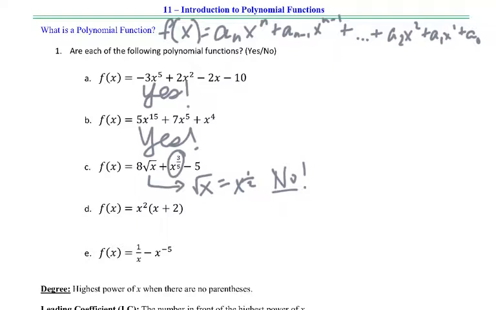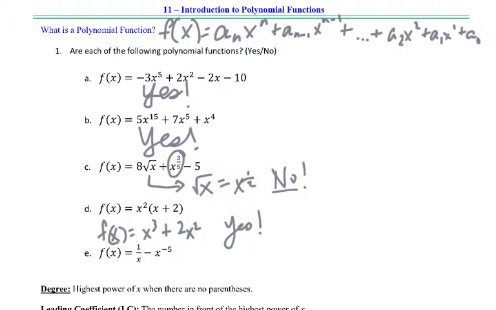D, we have f of x equals x squared times x plus 2. We could multiply this out, which would give us x to the 3rd power plus 2x squared, which is a polynomial because it has non-negative powers and real number coefficients. So D, example D, is a yes.